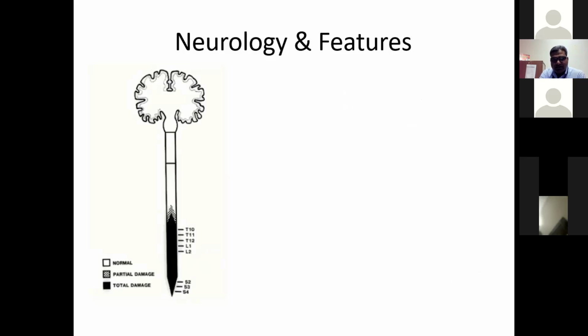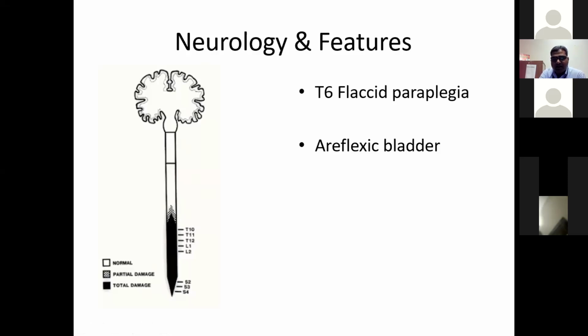So this is a lesion which starts at the T6 level. The normal part of the cord is down to T6, but the injury extends all the way down to the sacral part of the cord. So will this be a spastic or flaccid paralysis? So this will be a flaccid one. So this is a T6 flaccid paraplegia. Because the sacral part is gone, the bladder will be areflexic. What about bowel? What about erection? What about ejaculation?